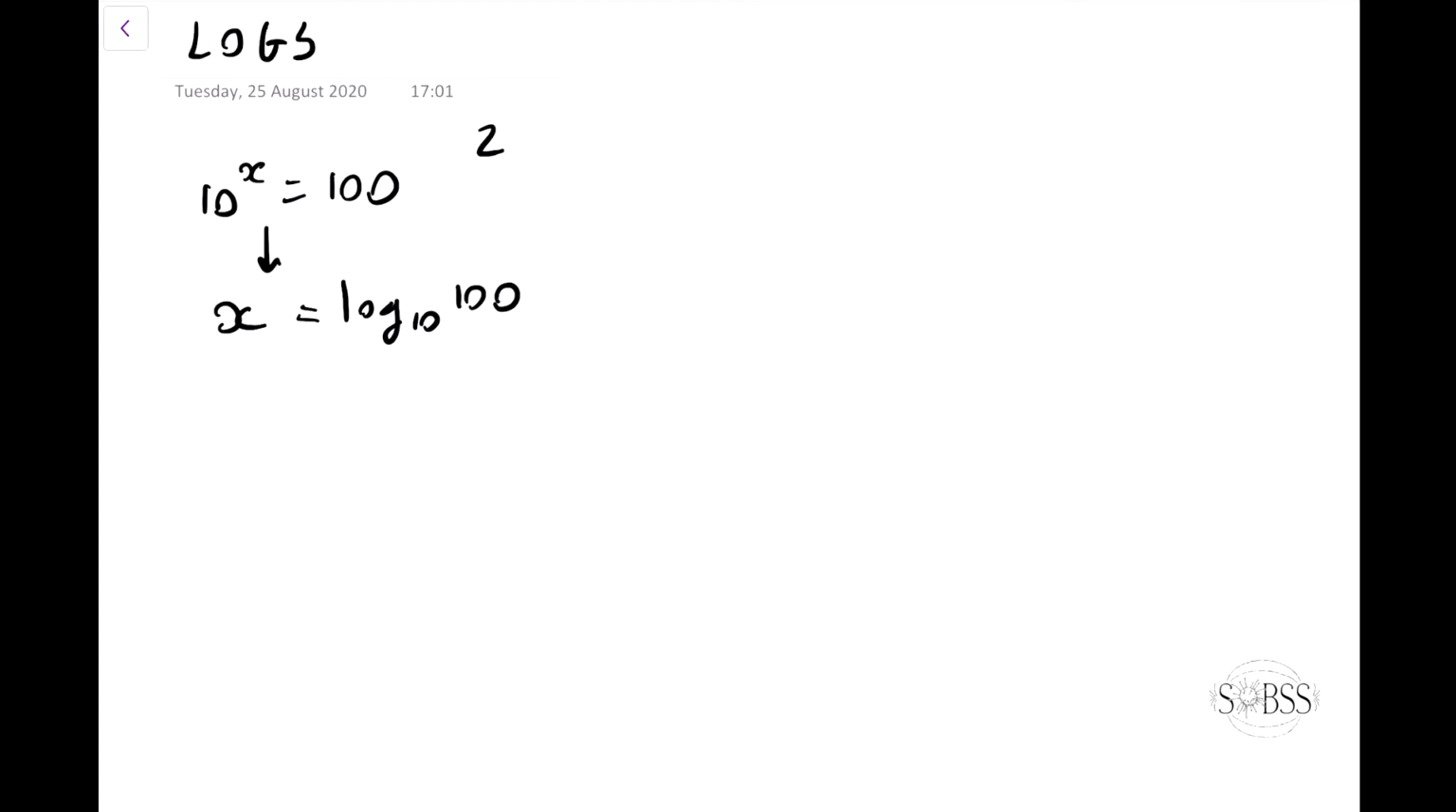Let's clear up the definitions here. Let's define what these are. So this is the base. Okay. And this is what it's raised by, the power. So that's the base and the power. Hence why, when we read this, it's log to the base 10 of 100.